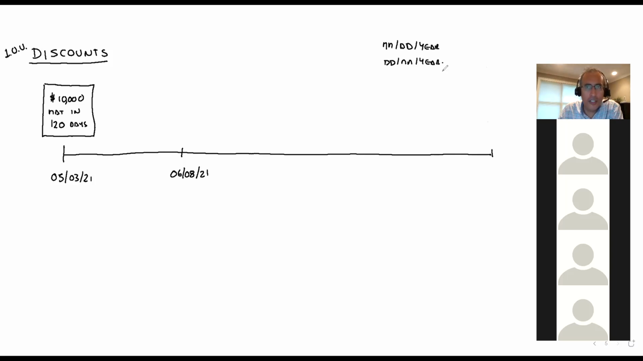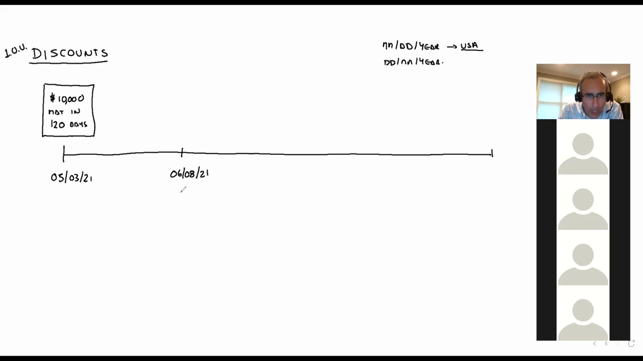Yes. Guys, be careful, we're going to be using in the class the USA method. Okay, we're going to use this one here just to play safe. So this is May 3, 2001, and this is June 8, 2021.